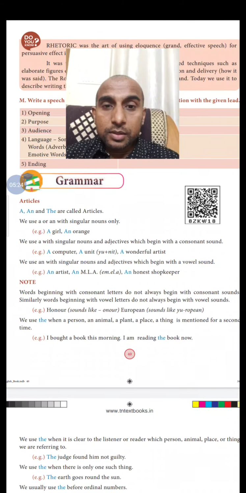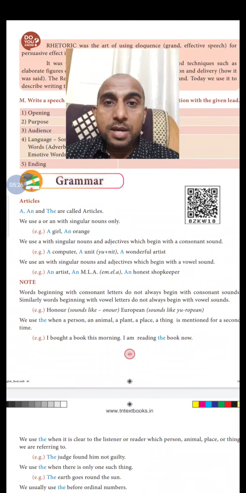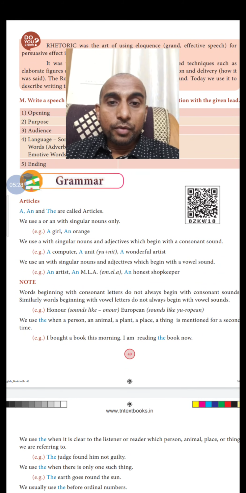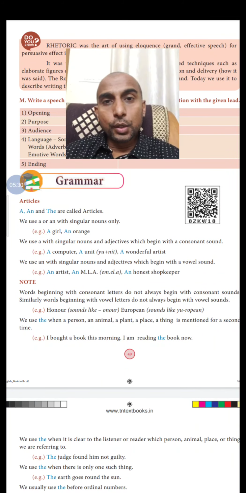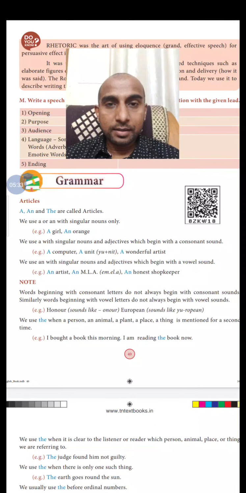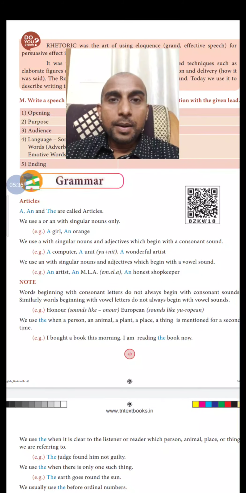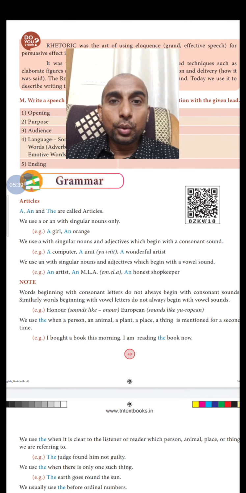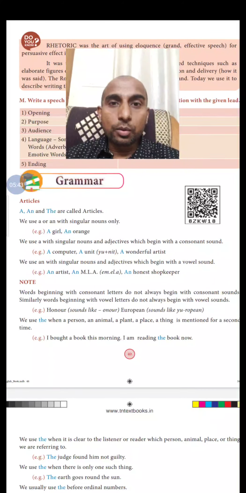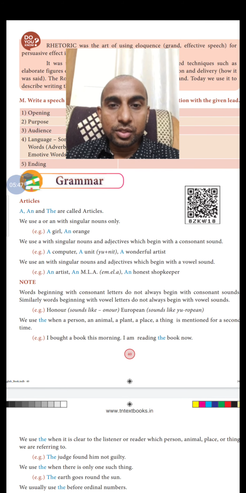In case it starts with a vowel letter, that doesn't mean it has a vowel sound. For example, European. Now, European, the letter E is a vowel letter, isn't it? A, E, I, O, U. But the sound is not a vowel sound. European sounds like "Yuropean". You can hear the Y sound there. So that is not a vowel sound.